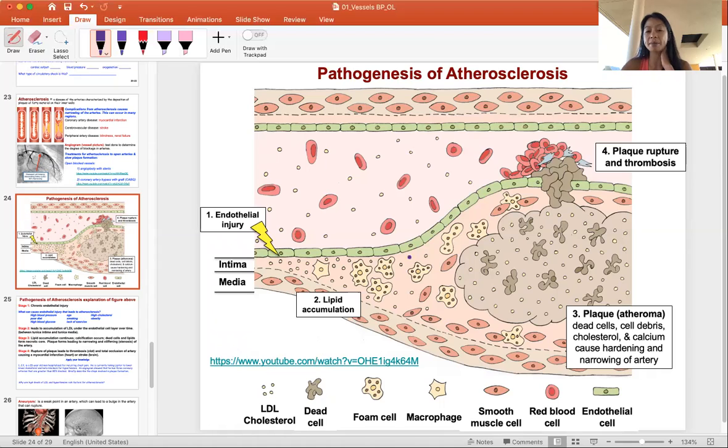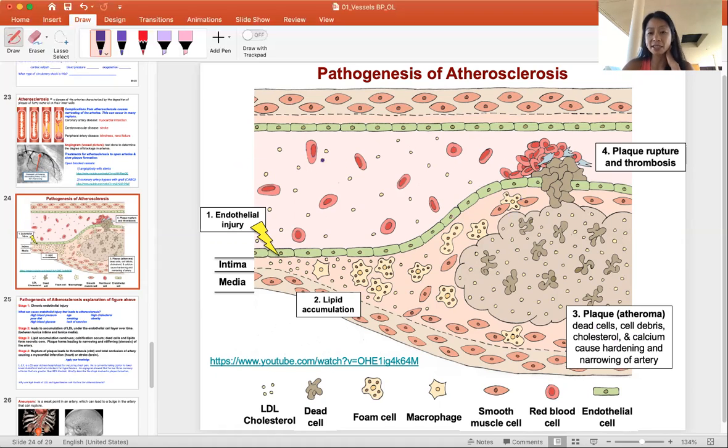But cells start coming to try to take care of that, which causes a huge debris of cells, cholesterol, and the calcification of all that forms a plaque. And this will narrow the artery. So as plaque builds over time, you can go from 50% blockage to 85% blockage to 90% blockage.